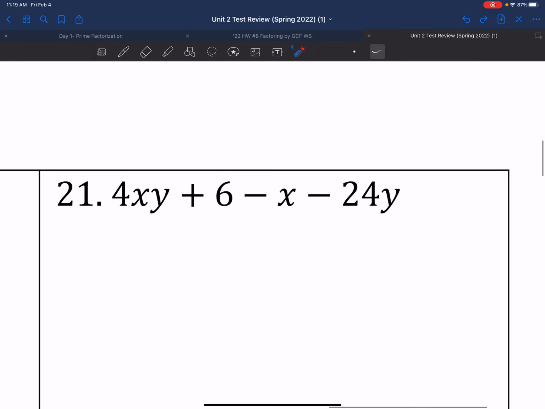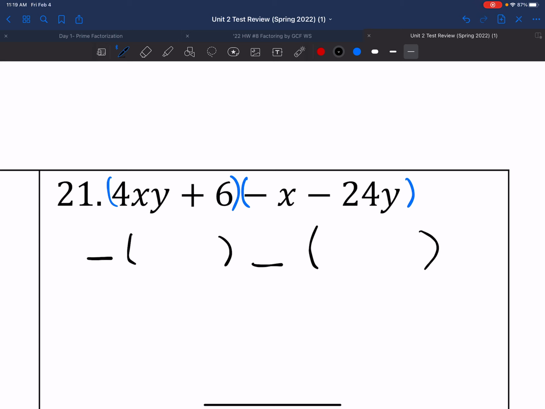Ooh, this one's a little weird, but that's okay. Let's go ahead and put those parentheses around. And there's a negative sign here on my last 2 terms, so include the negative inside the parentheses, please. All right. This is what I'm doing. Every time I see 4 terms, this is what I'm going to be doing. I put those parentheses, and then I'm going to figure out my GCF, put parentheses, GCF, put those parentheses, okay?